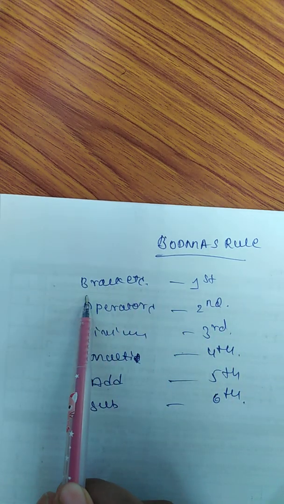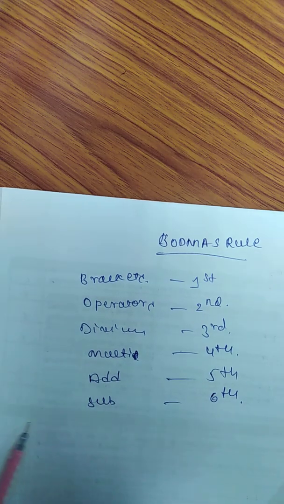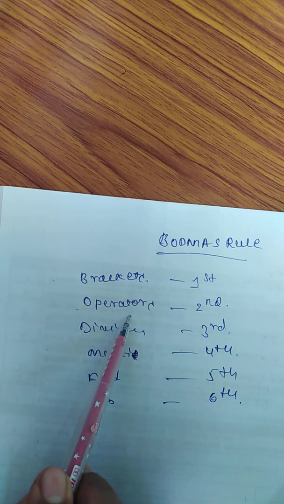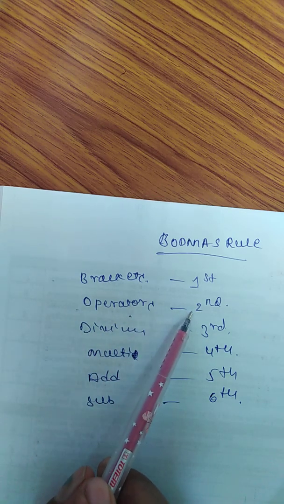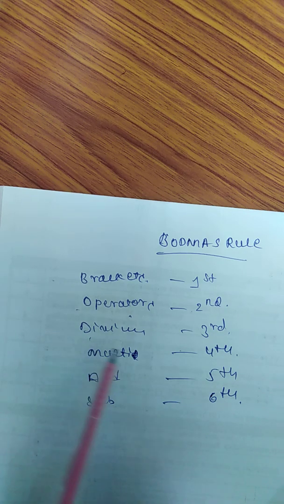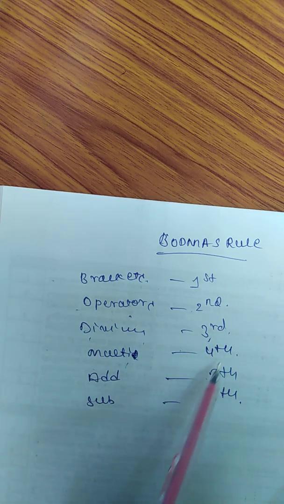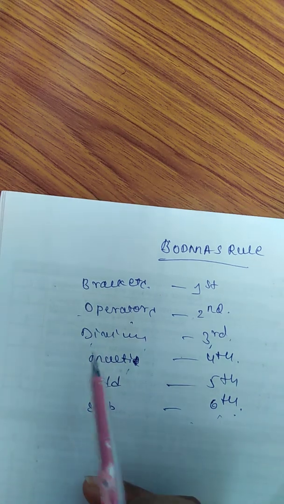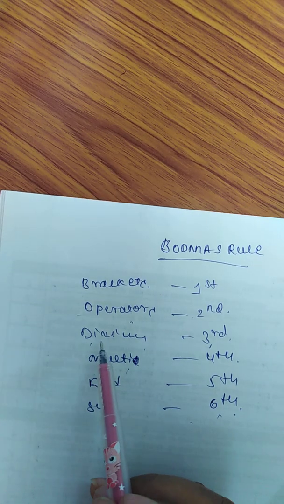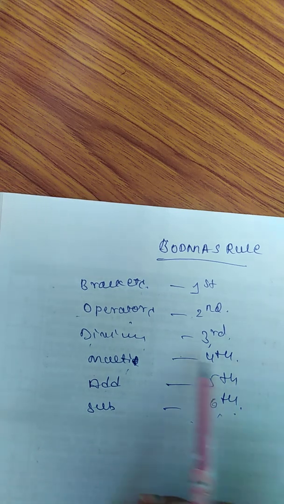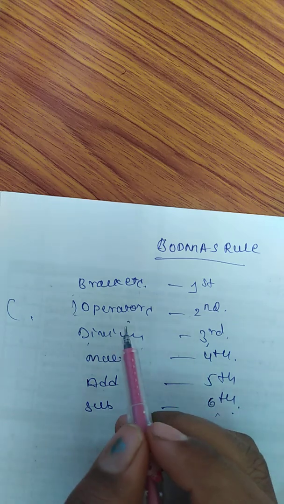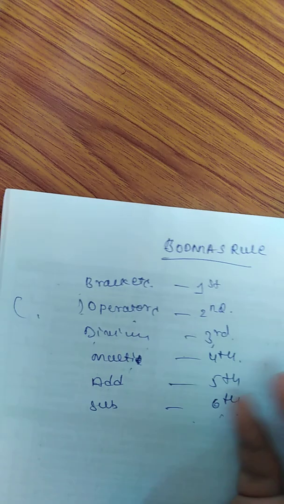What are the preferences we can give? Bracket will have the first preference. Operators are the second. Then division is the third. Multiplication fourth. Addition fifth. And subtraction we can give the sixth value. What are the operators we can use? Plus, minus.